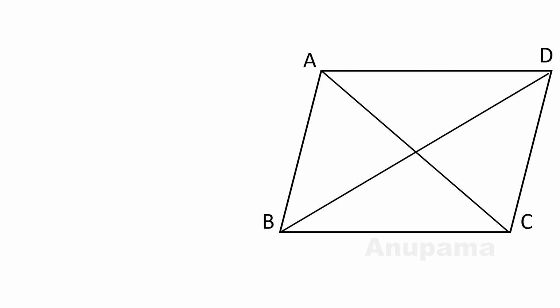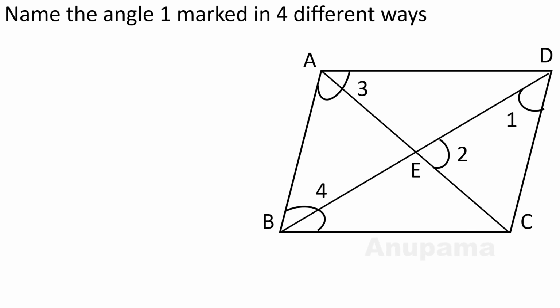Let us do one more question. Here is figure ABCD, and here is one intersecting point of AC and BD, which is E, and here are angle 1, angle 2, angle 3 and angle 4. Now you need to give the answer. Name the angle 1 marked in 4 different ways.